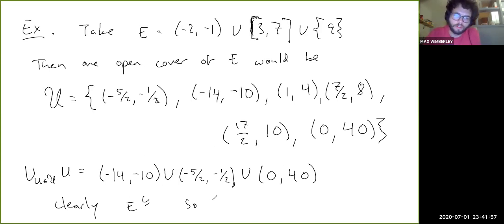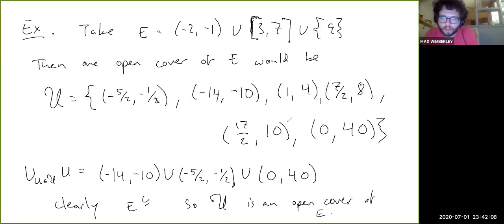So U, the curly U, is an open cover of E. Now I want to point out a few things. First of all, several parts of E got covered multiple times. Like the interval (3, 7) was covered by these two intervals, but it's also covered by this one. So that's allowed, okay? Also, there are a bunch of intervals in here that just don't intersect E at all. Like (-14, -10), what's that doing in there? It has nothing to do with E. But that's okay, that's the point. The open cover can have whatever open sets you want. All that matters is that somehow or another, E itself is a subset of the union. Okay, so that's an open cover.